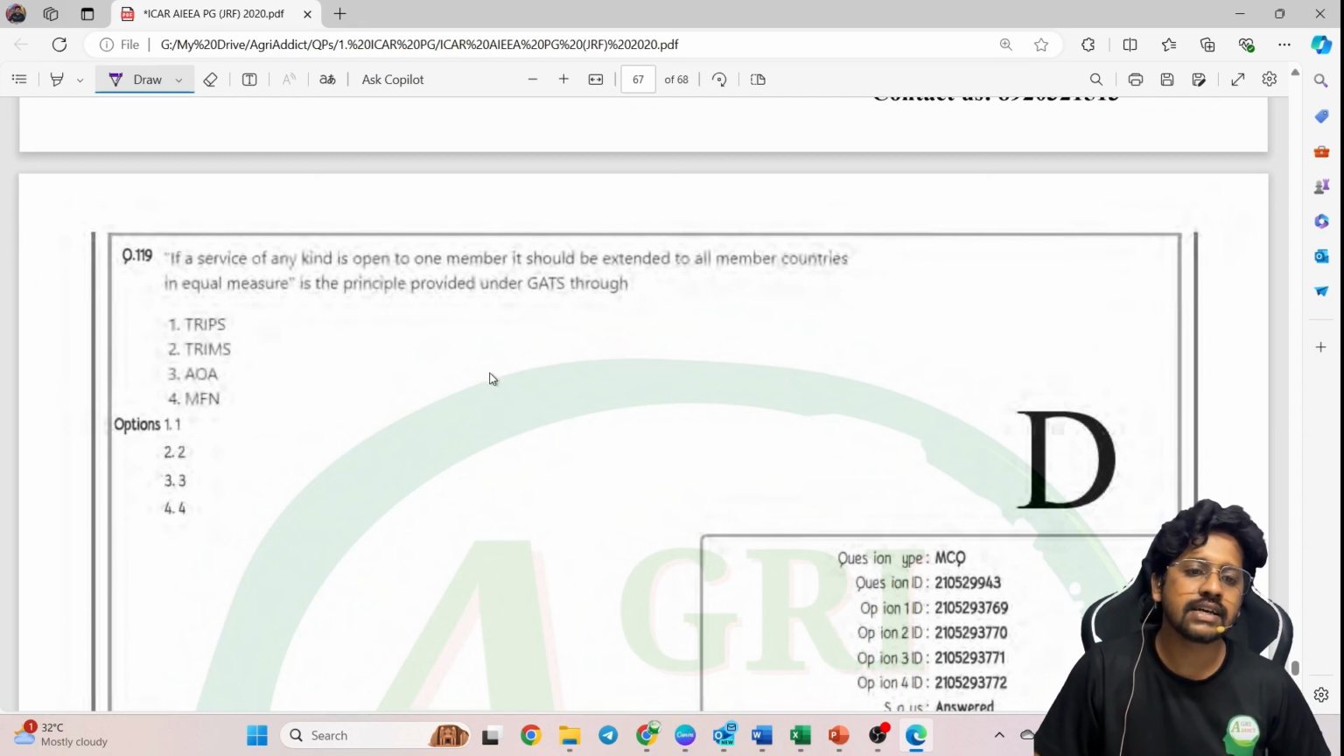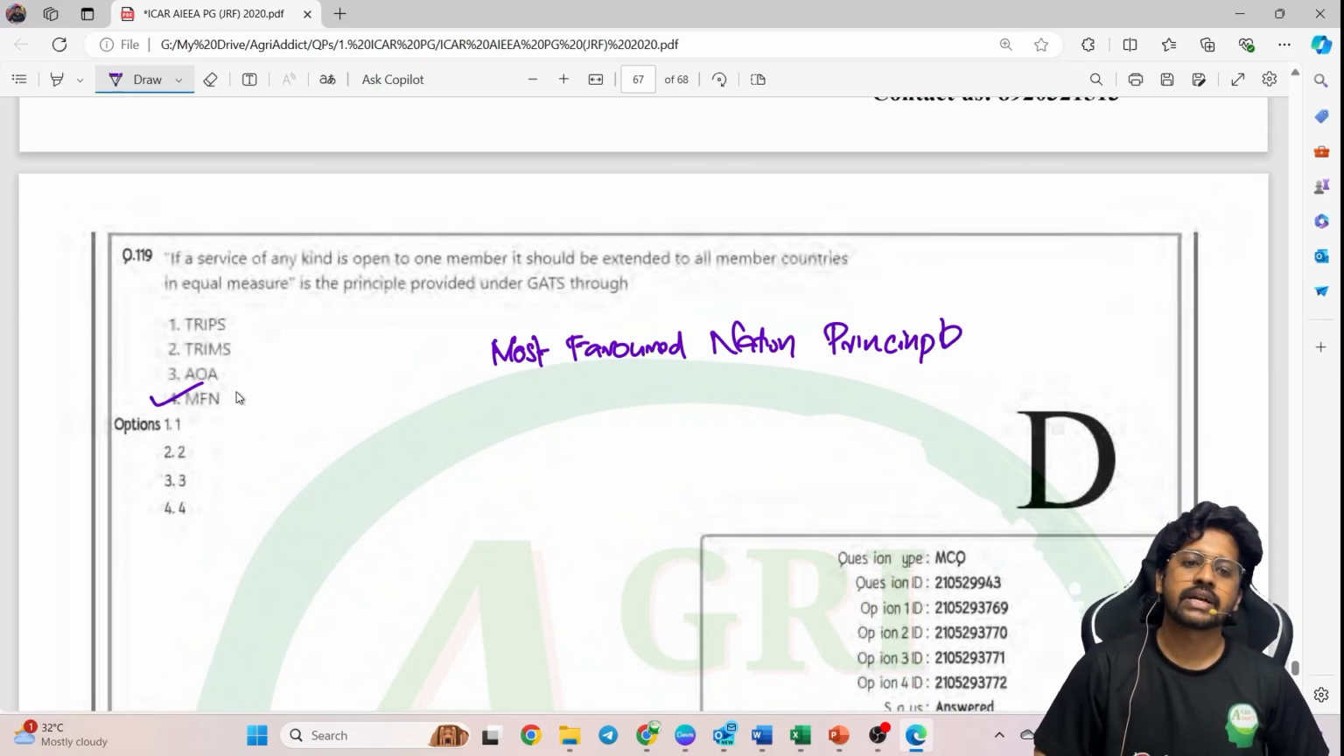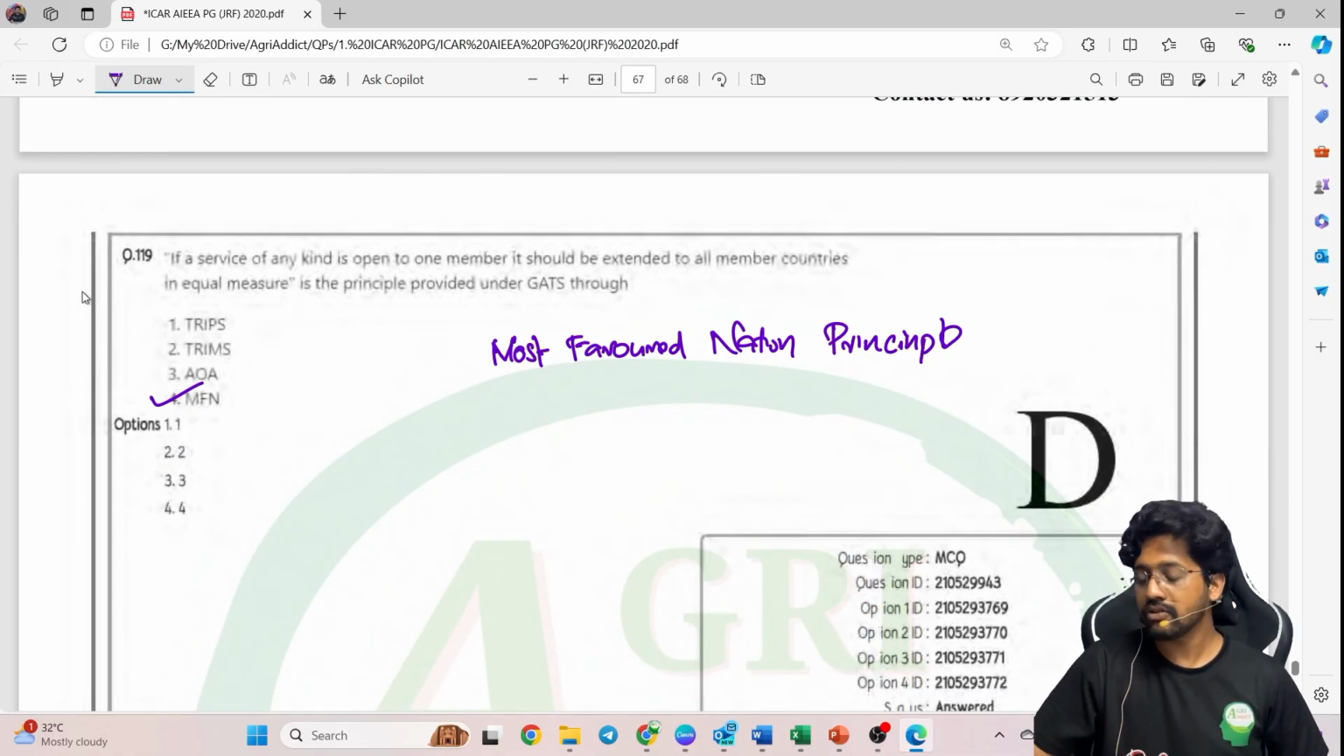That is called the most favored nation principle, which is abbreviated as the MFN principle under the GATT. So for question number 119, answer 4 will be the correct answer.